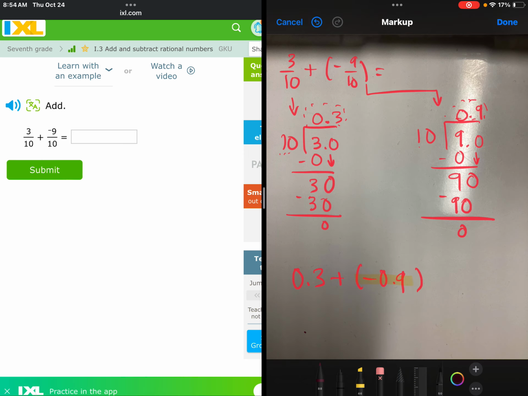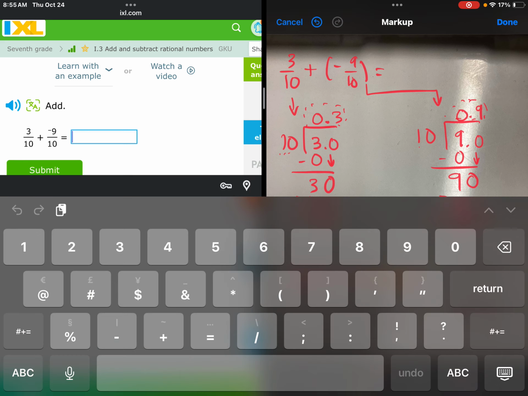All right, so we got 0.9, any order we want. I want this order, minus 0.3. And I subtract, and I get 9 minus 3 is 6.0, okay? That's the answer. However, we have to keep the sign of this big absolute value. So the answer is negative 0.6, okay? That's the process, subtracting and then adding the proper sign.